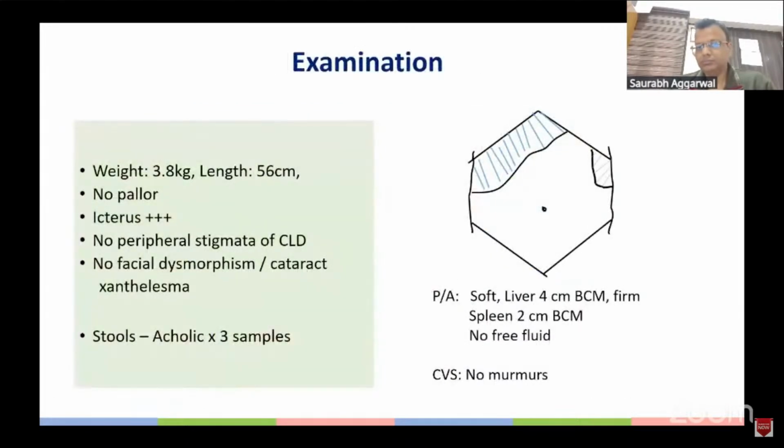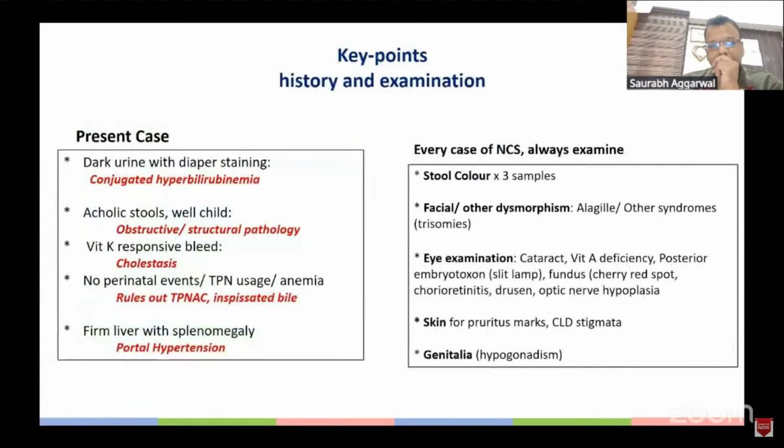On examination, the child was having icterus. There is no facial dysmorphism. Three stool colors were found to be acholic. The abdominal examination showed a 4 centimeter liver below the right costal margin with a spleen of 2 centimeters. CVS is normal. In this case, the child has dark urine with diaper staining, which indicates conjugated hyperbilirubinemia. The child also has acholic stools.